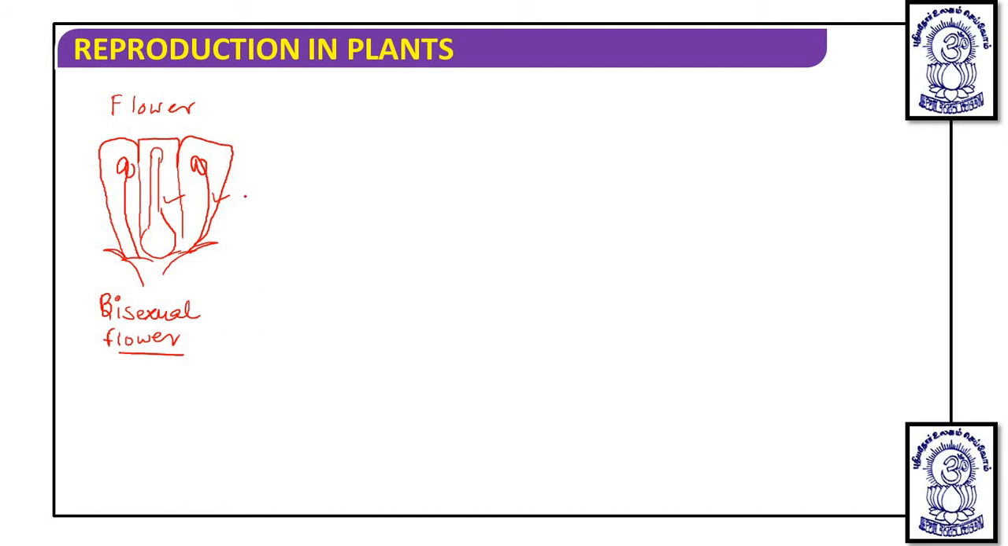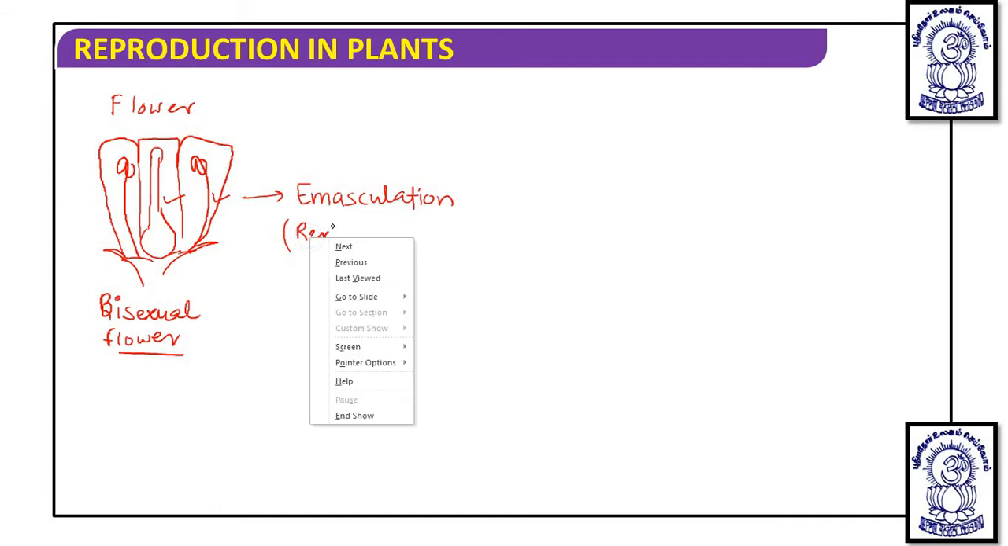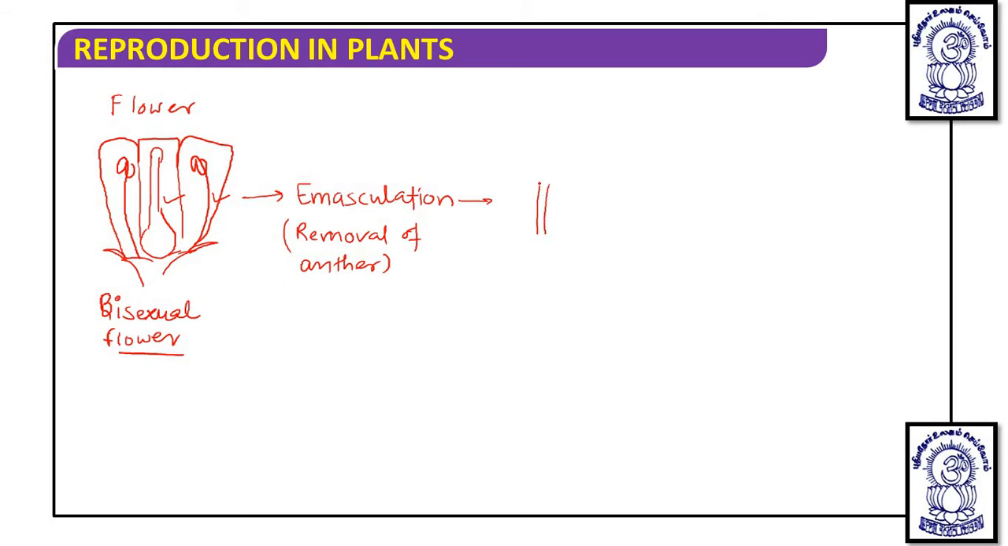So in artificial hybridization, the first step that is taken is emasculation. Emasculation is nothing but the removal of anthers from the bisexual flower. So if we remove the anthers, what will happen? We will have a flower with the desired carpel only.